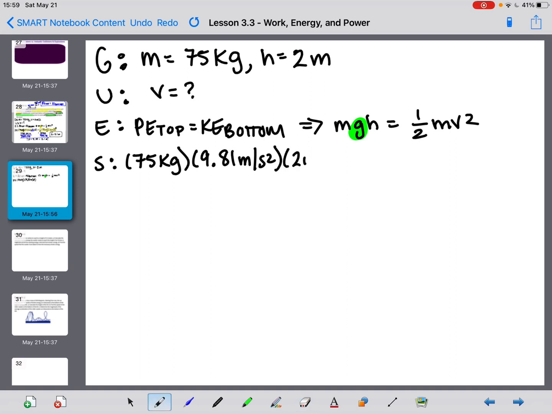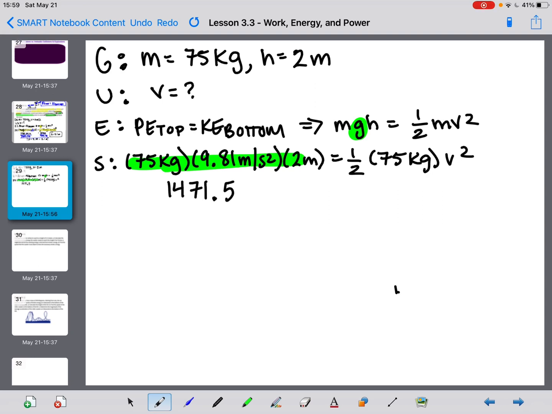So I have 2 meters equals 1/2, 75 kilograms, and then v squared. Okay, so let's take care of this. My apologies. 75 times 9.81 times 2, and we get a value of 1,471.5. We equal that to 1/2 times 75, that is 37.5 v squared.